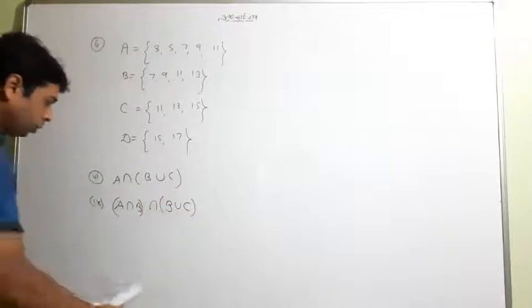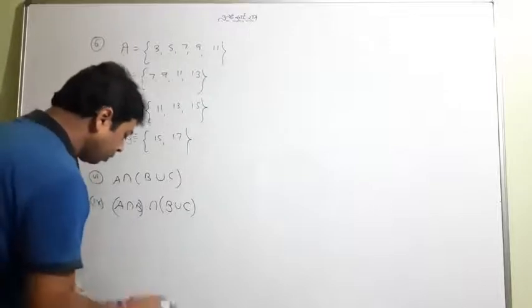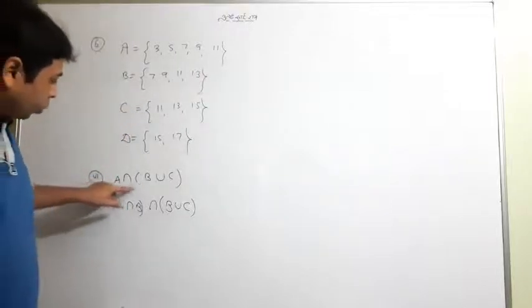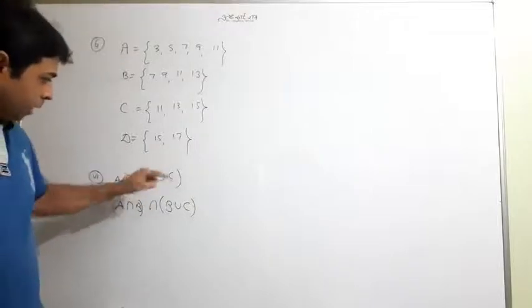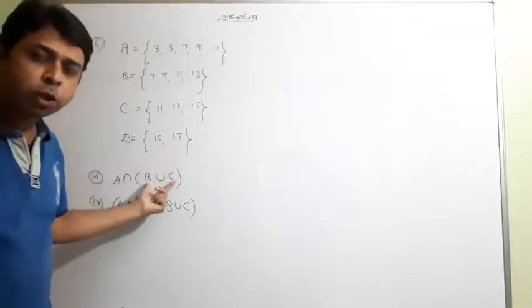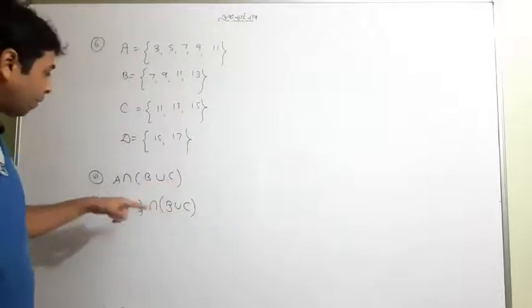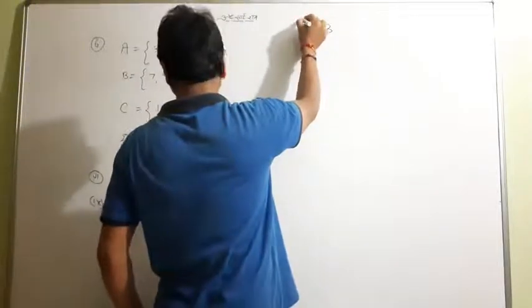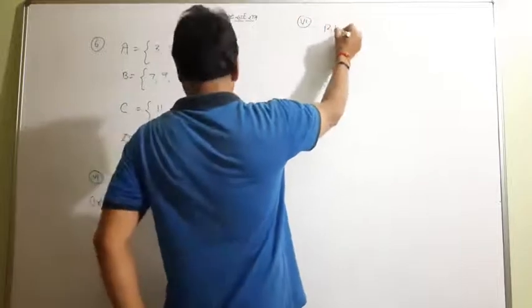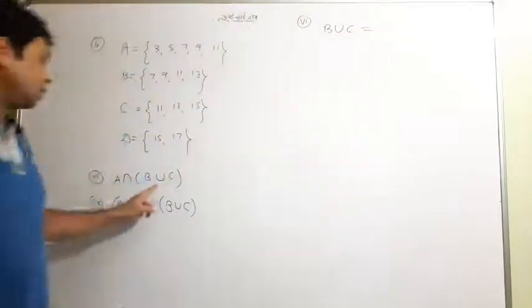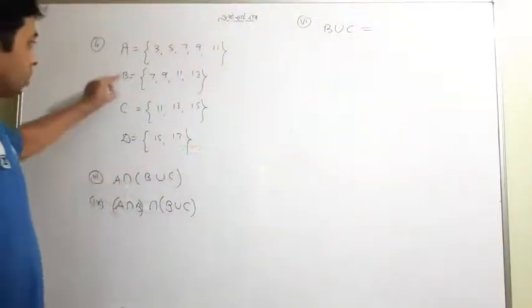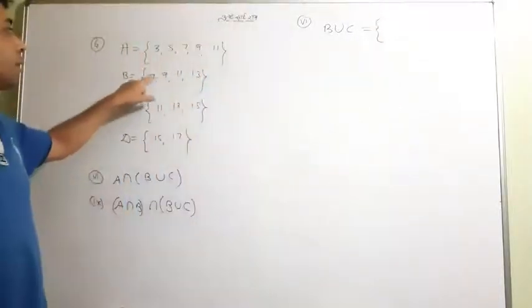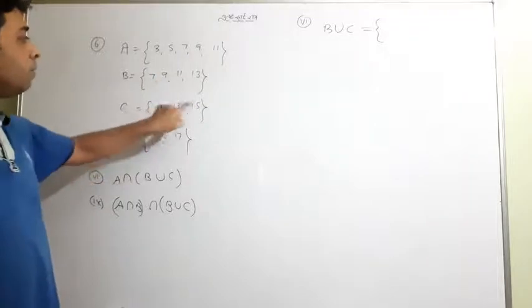Again, these are easy questions. Why? Because when we talk about the sixth question, first look at the bracket. It is B union C. It is your duty to first find B union C, and then after that treat with A. So I start with B union C. Look at B union C: all elements of these two will be combined. 7, 9, 11, 13, 11, 13, 15.